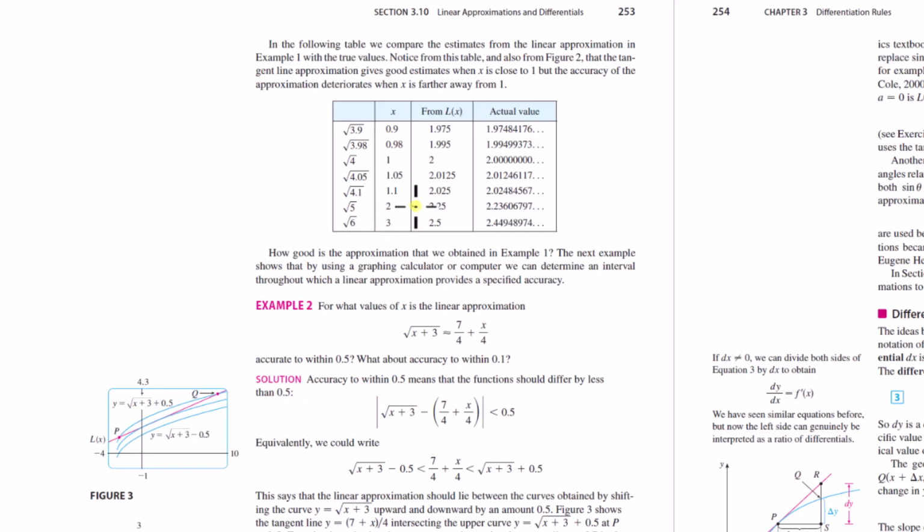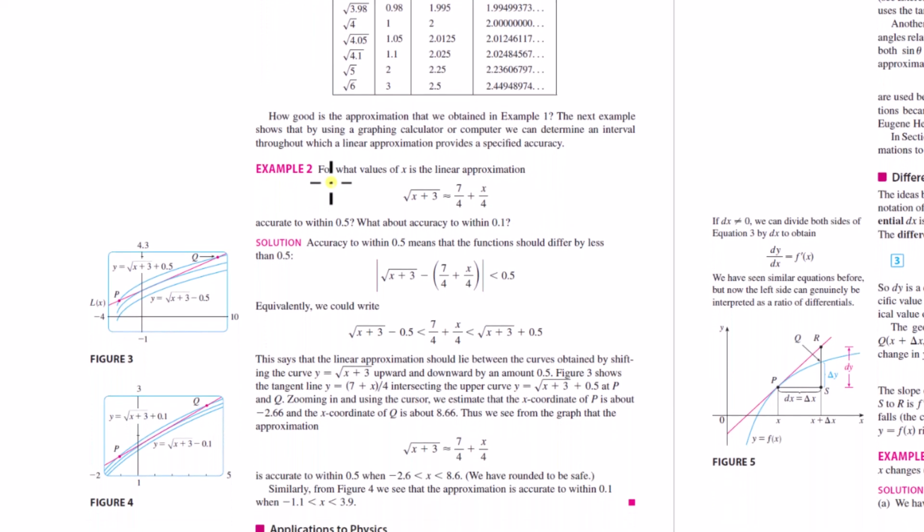As we get further from 1, it gets less accurate, but still, like here, when x is equal to 3, we're 2 units from 1. L(x) says 2.5. This says 2.449. I mean, this is 2.45. Still not bad. How good is the approximation that we obtained in example 1? So what we just did. The next example shows that by using a graphing calculator or computer, we can determine an interval throughout which a linear approximation provides a specified accuracy.